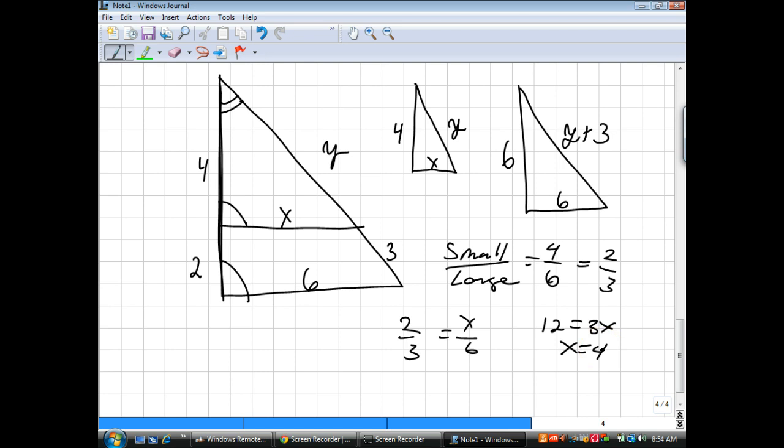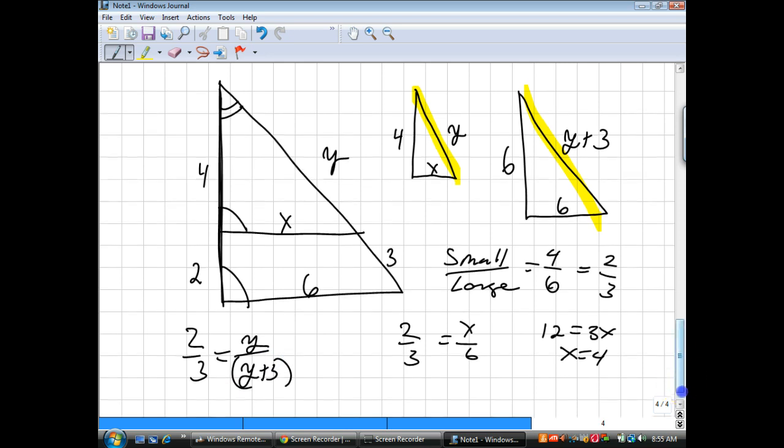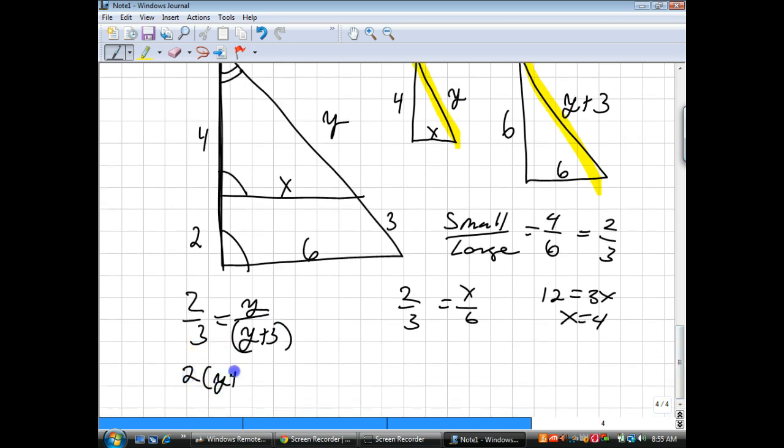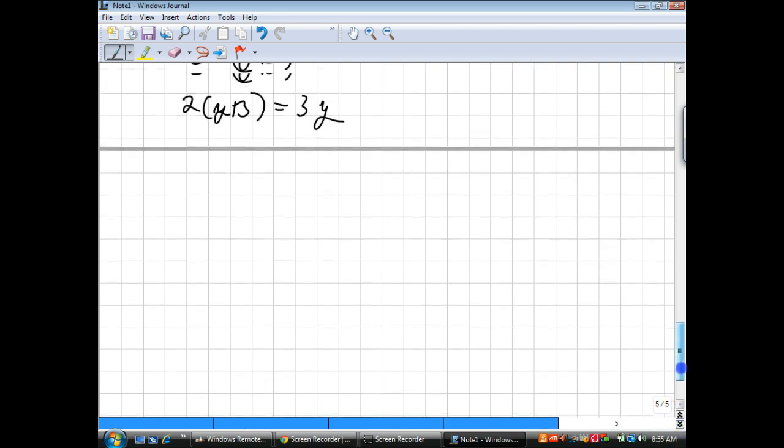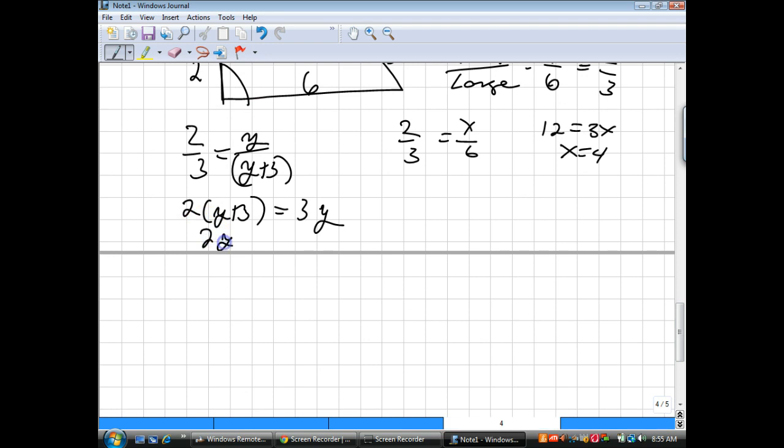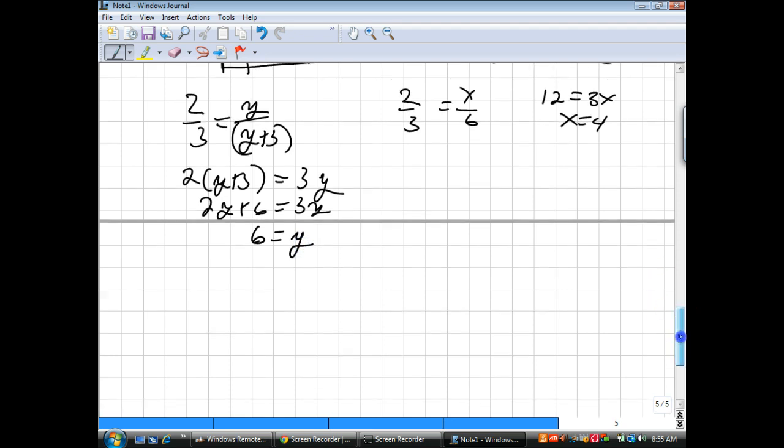Then if I want to find y, again I use my scale factor, and this corresponds to this, so small to large. So I have y over y plus 3. Do means and extremes. So I get 2 times y plus 3 equals 3y. And then it's just a matter of solving. So I get 2y plus 6 equals 3y. Subtract 2y from both sides to get y equals 6. Okay? Next example.